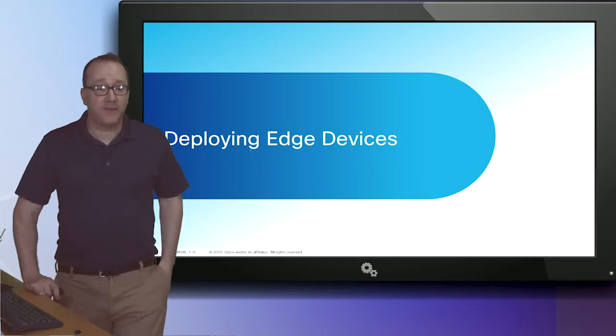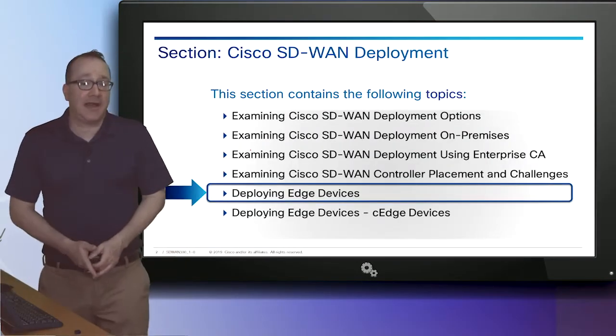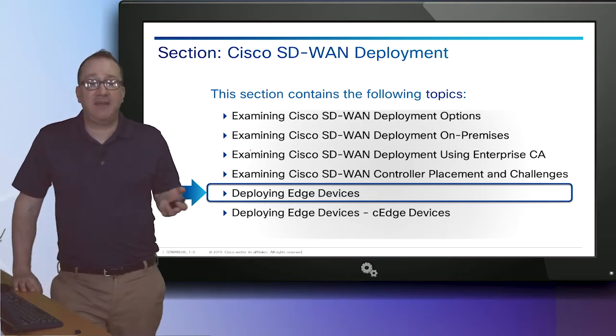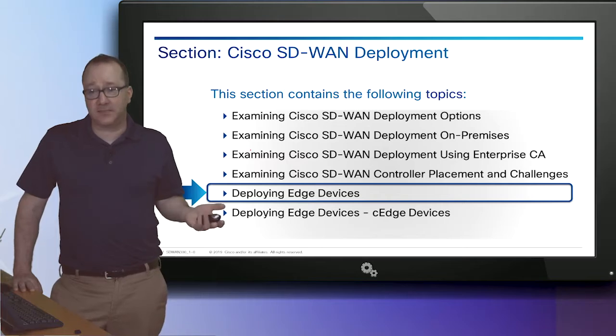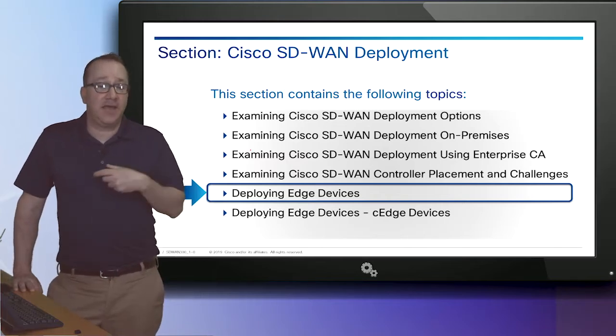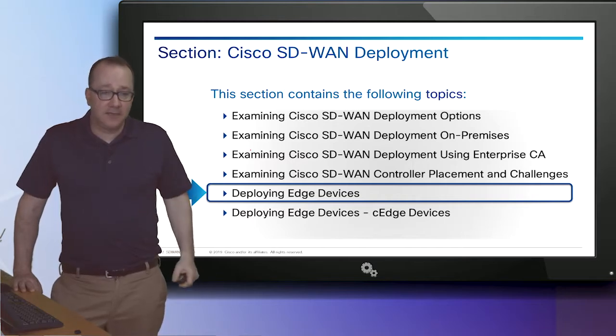We're going to talk about deploying these edge devices. Basically, we're going to talk about how we deploy the C-Edge and V-Edge devices. The C-Edge is the SD-WAN software running on a Cisco device, and the V-Edge is the SD-WAN software running on a native piece of Viptela hardware.